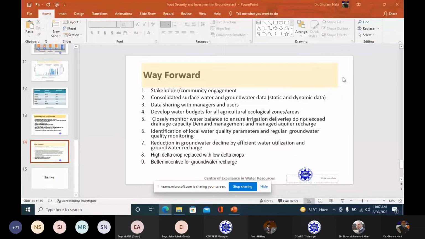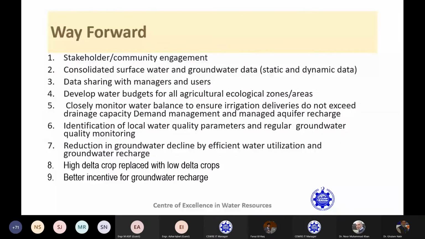High delta crops should be replaced with low delta crops, and second is better incentives for the water workers. There is a water policy in Pakistan and a water act also exists. Most people are linking that there should be water pricing and groundwater pricing. One option is that there should be a minimum groundwater pricing, but on the other hand, this might generate a problem for the farmer, because our small farmer is already under stress, and it is very difficult for the farmer to bear the extra cost for groundwater licensing, because energy cost is going up.